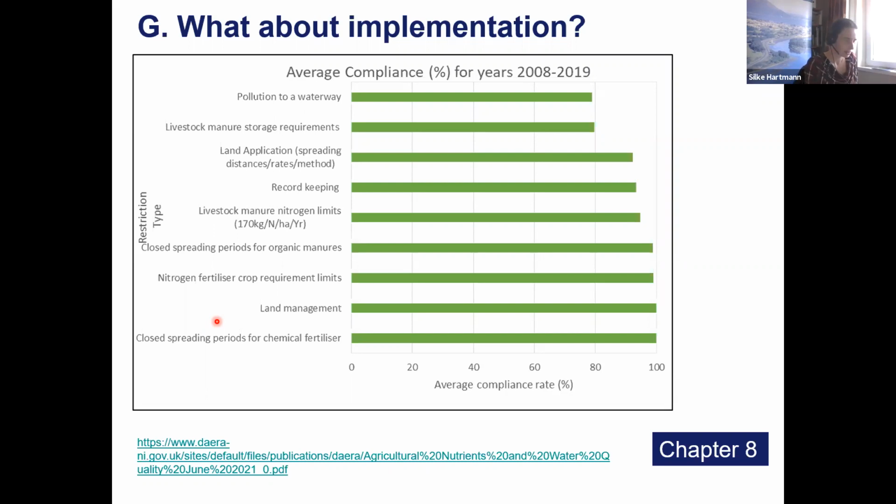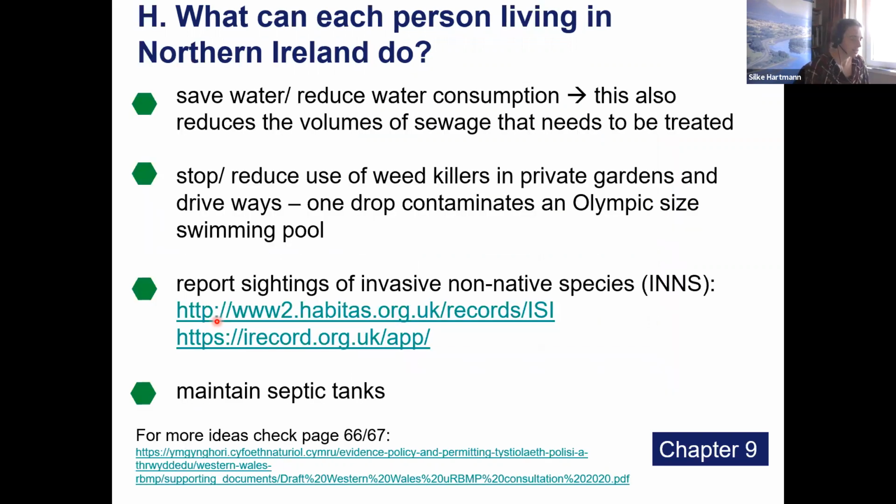And the last section: what can each person living in Northern Ireland do? So as you all know, water is important to our daily lives, and we use it as a source of drinking water. It's used in our agri-food industry and manufacturing industries. It sustains marine life, and it's used by many of us for recreational activities. And hence everybody has a responsibility to ensure that our water environment is protected.